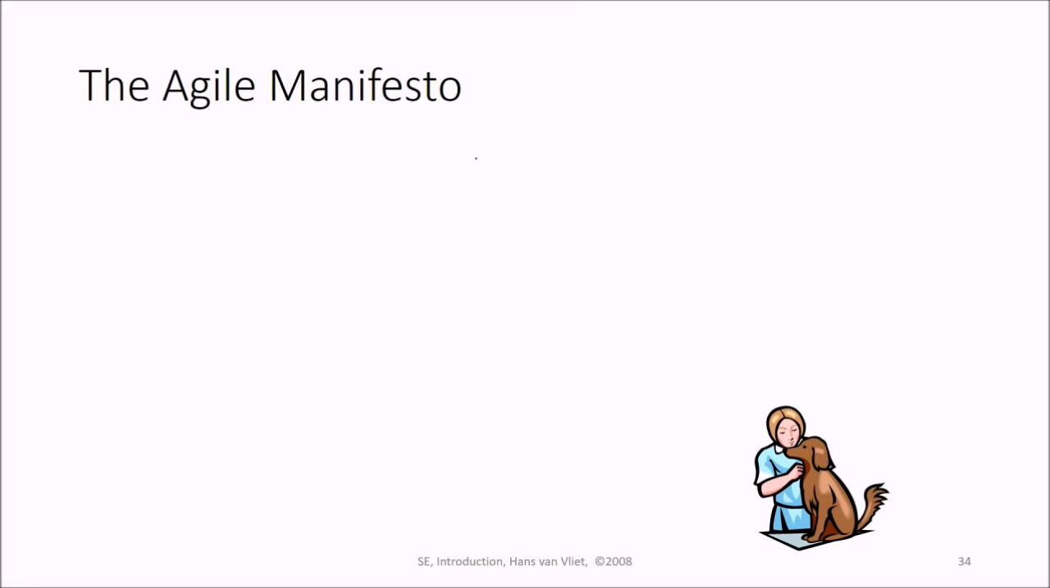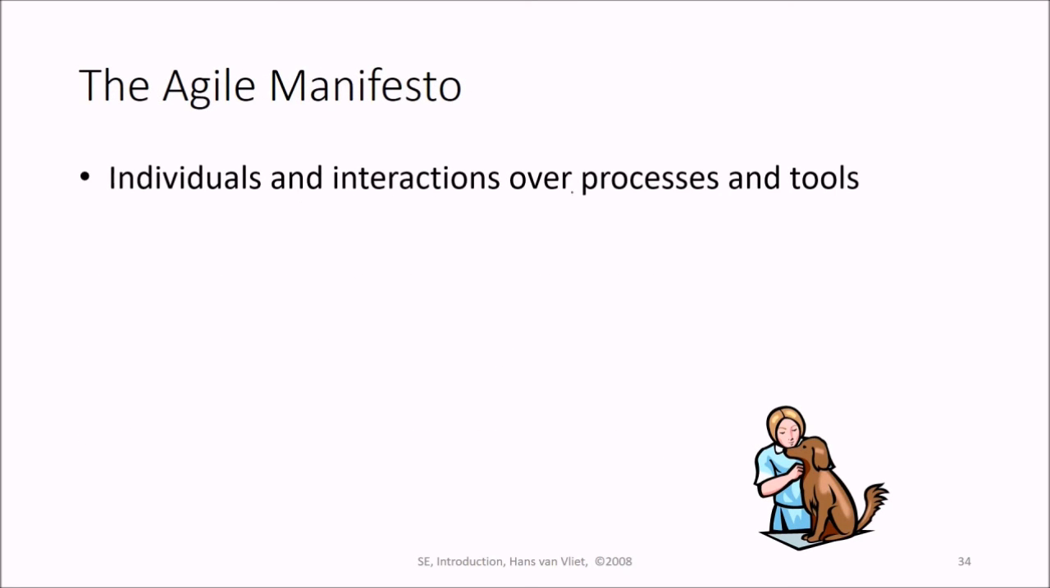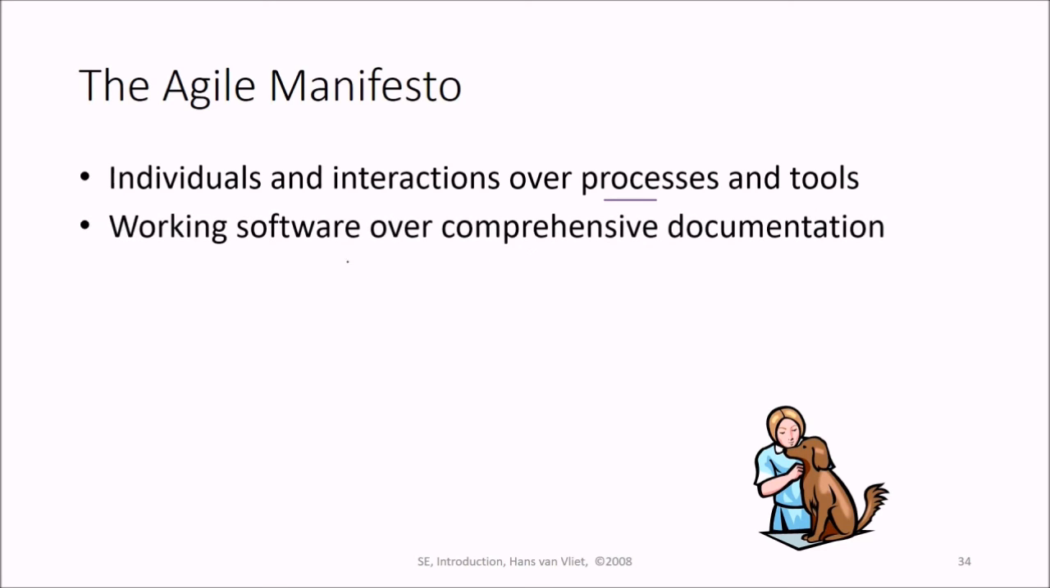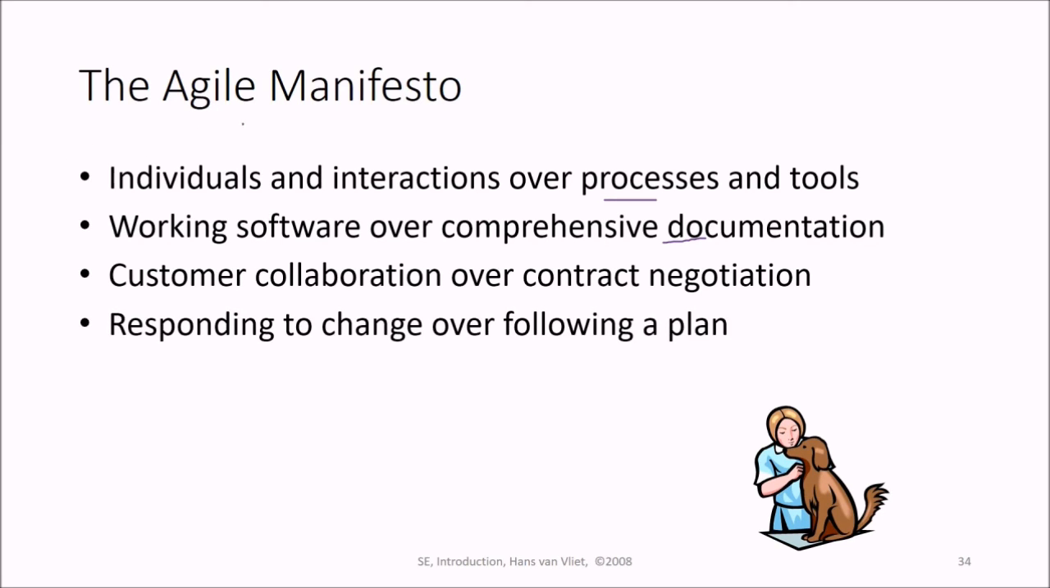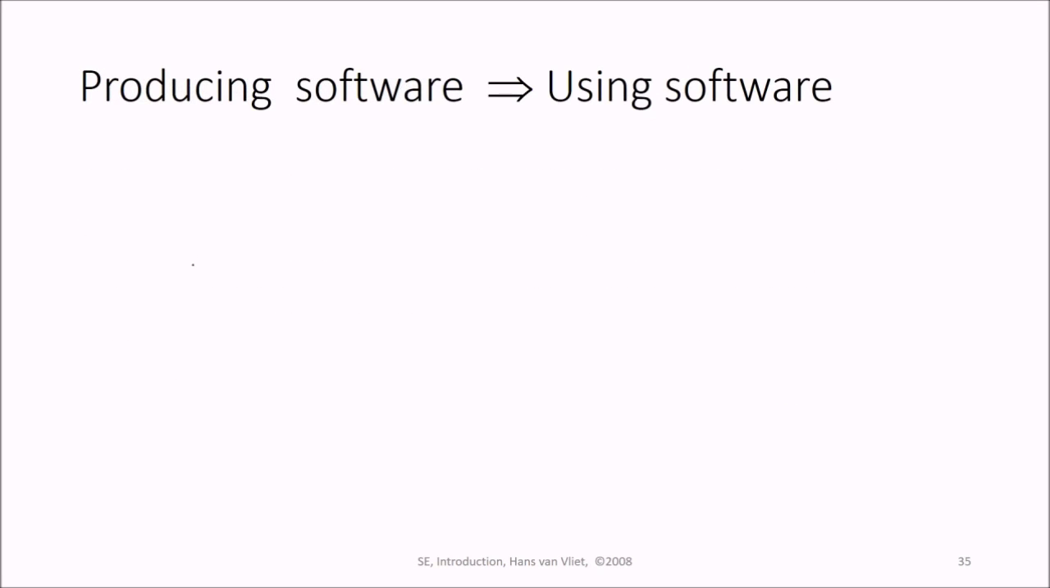What is the Agile Manifesto? Individuals and interactions over processes and tools. Working software is more important than comprehensive documentation. Customer collaboration is more important than contract negotiation. Customer has to be there. He needs to be present. And also responding to change over following a plan. So, producing software rather than using software.